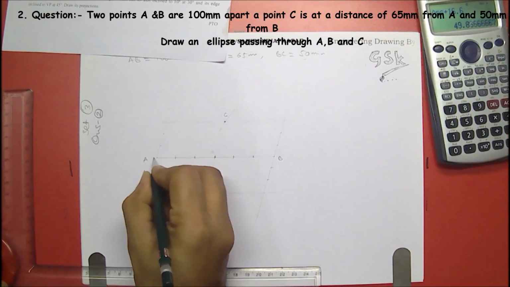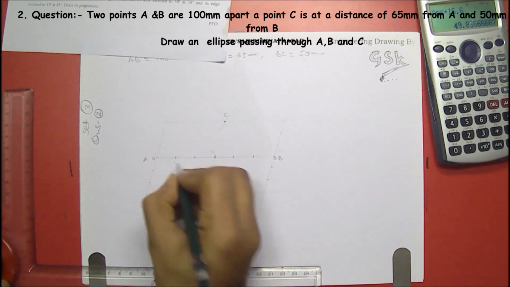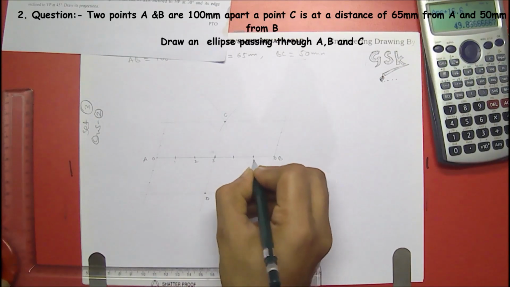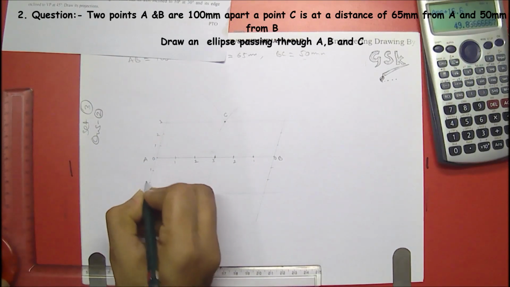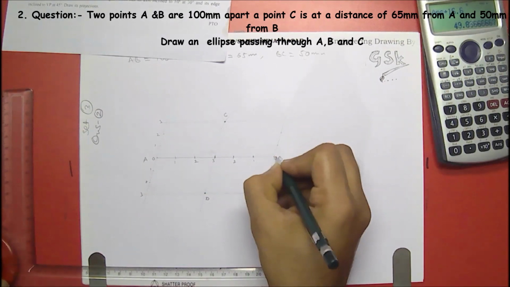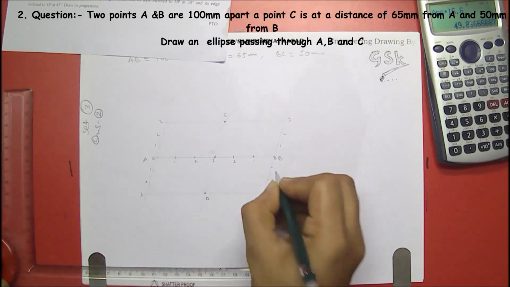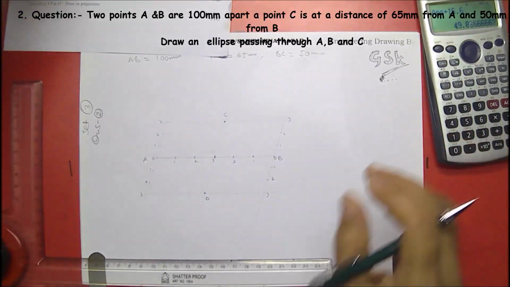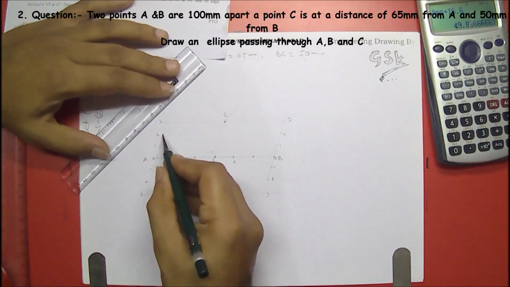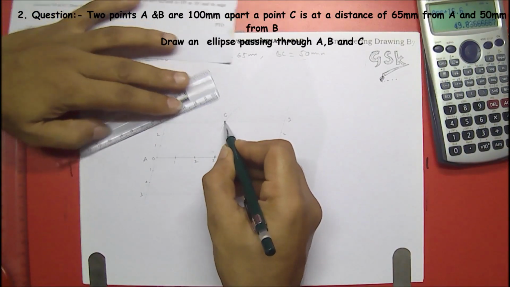Let me mention this. This is 0, 0, 1, 2, 3, 1, 2, 3, 0, 1, 2, 3, 1, 2, 3, 0, 1, 2, 3, 1, 2, 3, right? Now we have to join these lines for the minor axis endpoints.